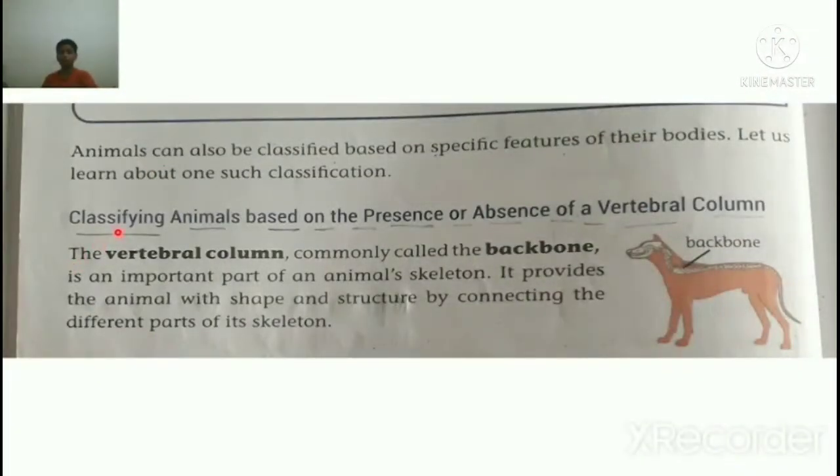So now comes the topic vertebral column. Animals can also be classified based on specific features of their body. Classifying animals based on the presence or absence of a vertebral column. The vertebral column is called the backbone. It is a very important part of our skeleton. It provides shape and structure by connecting different parts of the skeleton.